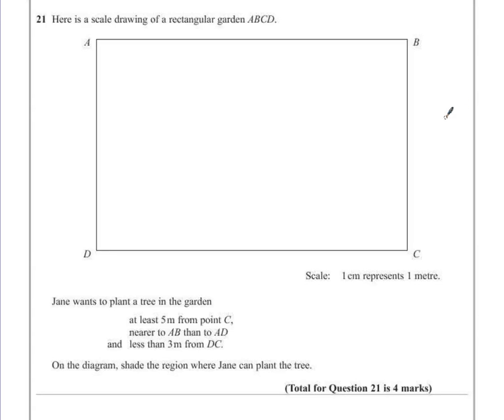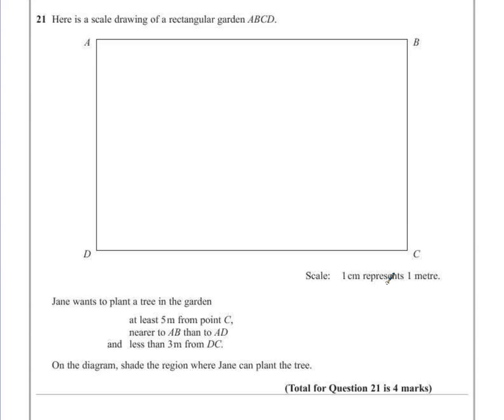Question 21. Here is a scale drawing of a rectangular garden ABCD, where 1 centimetre represents 1 metre. Jane wants to plant a tree in the garden at least 5 metres from point C, nearer to AB than to AD, and less than 3 metres from DC. On the diagram, shade the region where Jane can plant the tree.